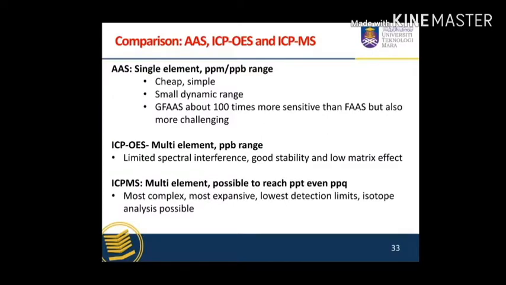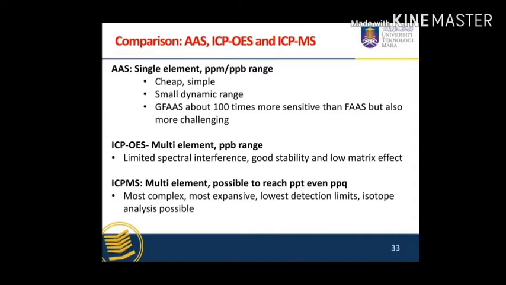Okay, the comparison of AAS, ICP-OES, and ICP-MS. If we are using AAS, it is only a single element in the ppb or ppm range, although this system is very cheap and simple. A graphite furnace can be 1000 times more sensitive than flame atomic absorption spectroscopy, but also more challenging.